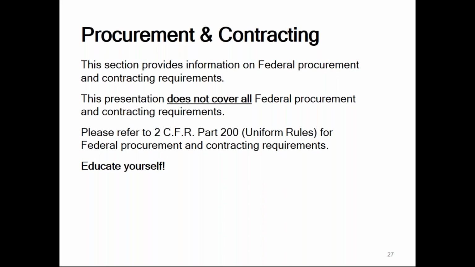Procurement and contracting is something that is very important for all grant awards. This section is going to provide you with some general information about federal procurement and contracting requirements. Be aware that this presentation does not cover all federal procurement and contracting requirements. If you have any questions about any of the content coming up in this procurement and contracting section, please refer to 2 CFR Part 200 for all of the federal procurement and contracting requirements. It is your responsibility as a subrecipient of this grant to educate yourself and make this known to yourself.